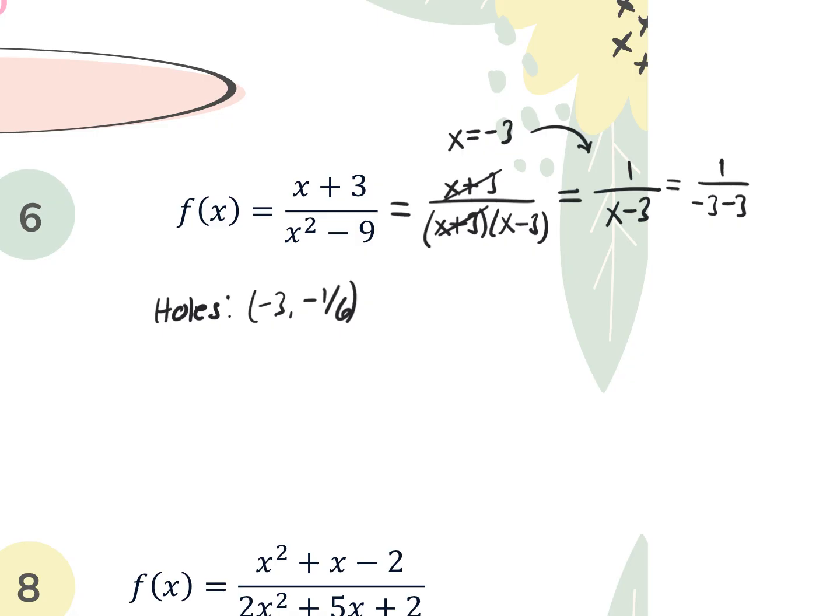I'm also going to use the simplified expression to find my vertical asymptotes, right? I'm going to set the bottom of the simplified equal to 0, and then I'm going to get a vertical asymptote at x equals 3.